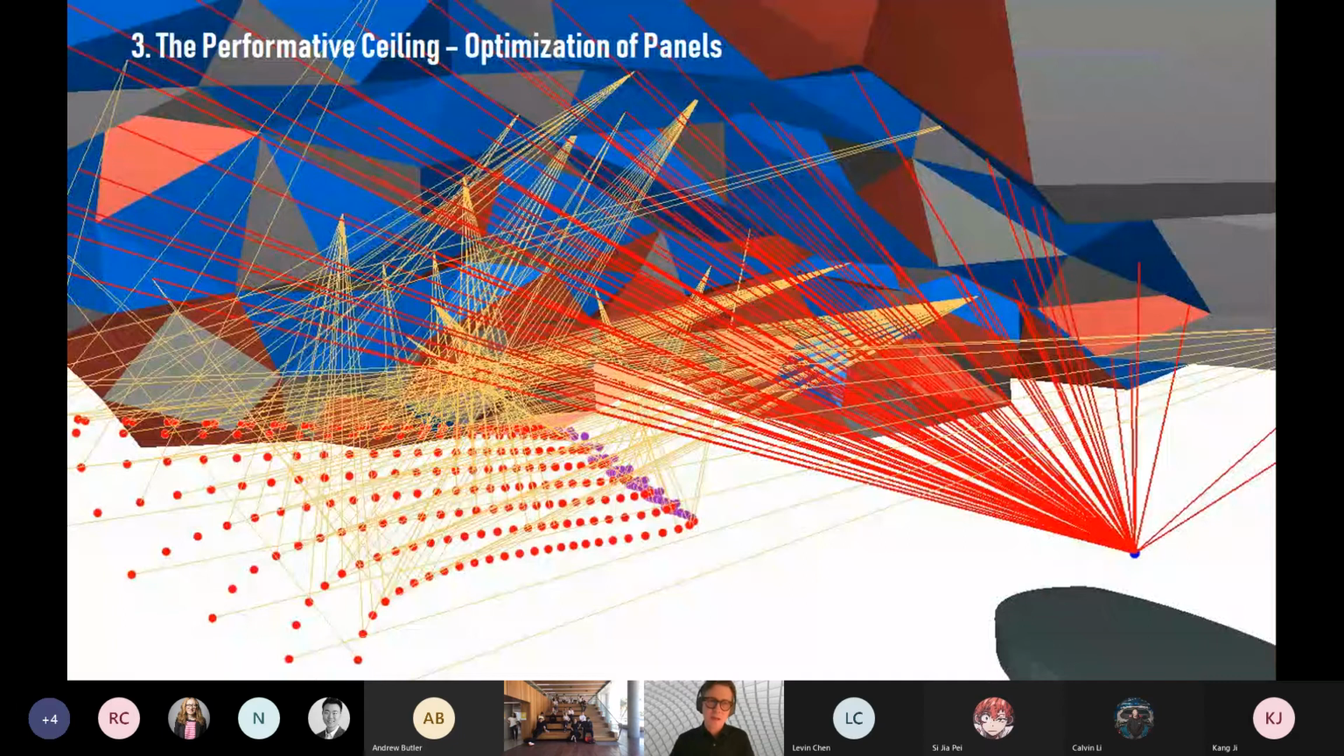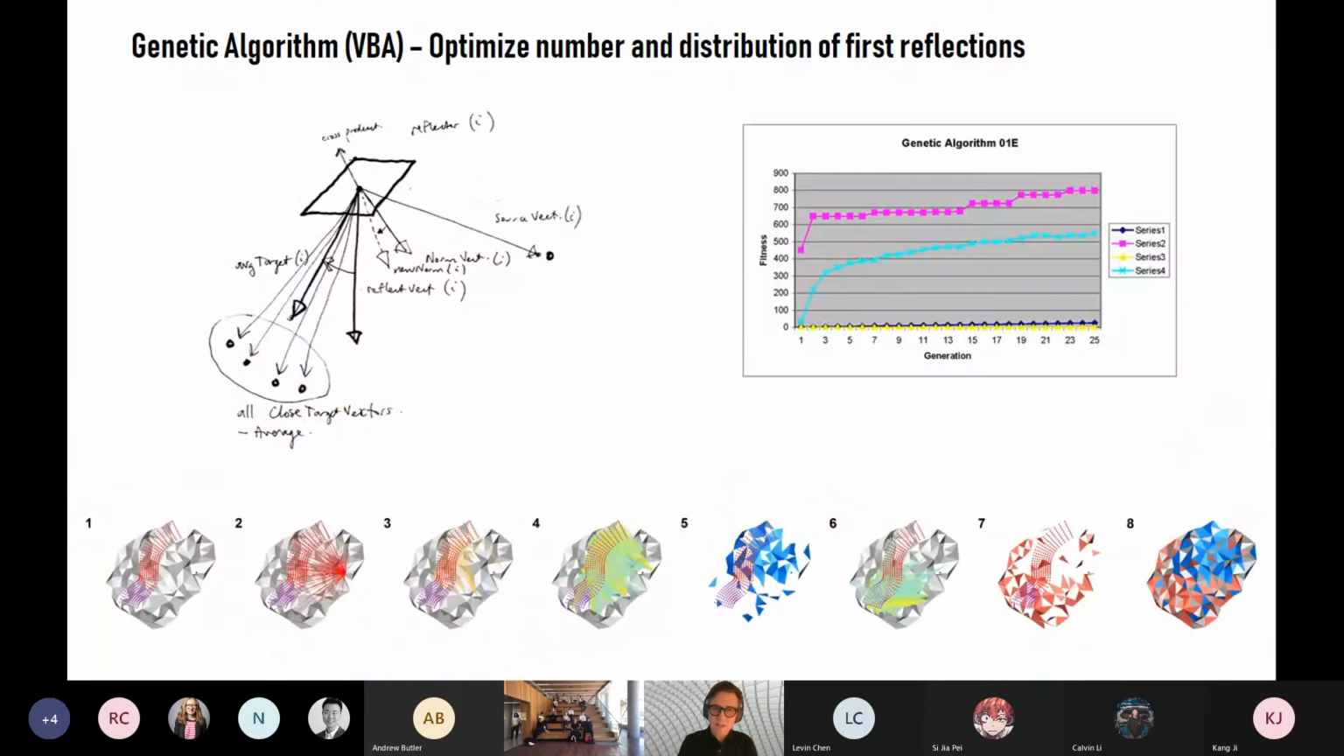I looked into optimization algorithms as a way to tune this roof in order to increase the volume in one area and decrease it in the other. I scripted a genetic algorithm in MicroStation VBA and was able to tune this roof to optimize the number and distribution of these first acoustic reflections.